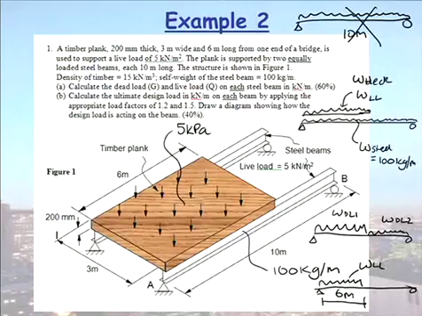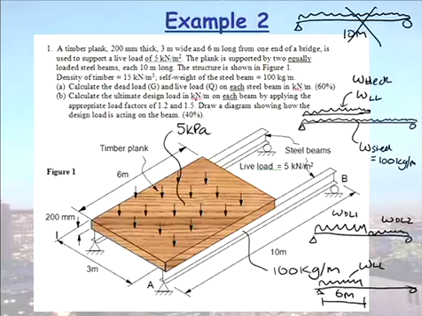Okay, let's do some numbers. Calculate the dead and live load, part A, on each steel beam. So it's telling us again on one beam. And it says on each steel beam, once again, that includes the weight of the steel beam, in kilonewtons per metre. And then calculate the ultimate design load in kilonewton per metre on each steel beam.